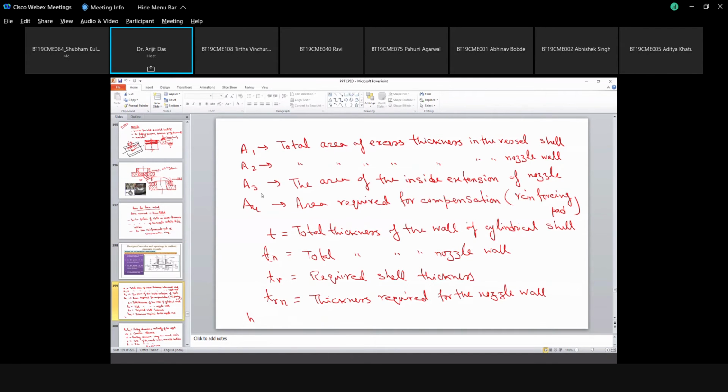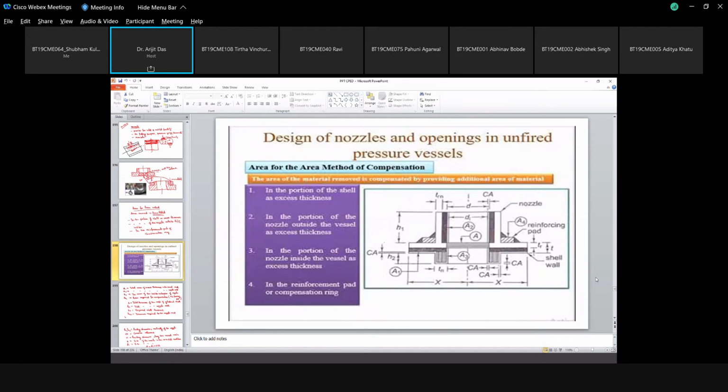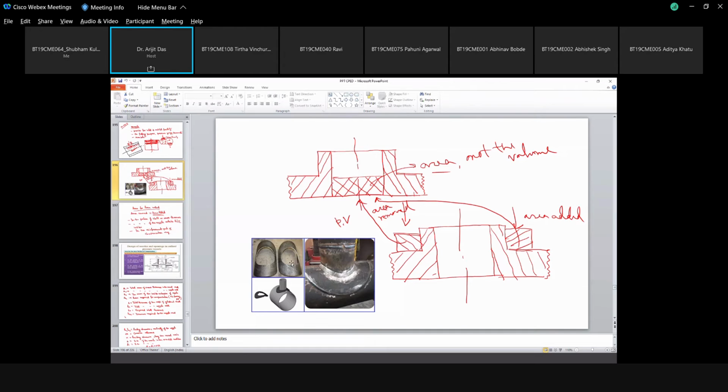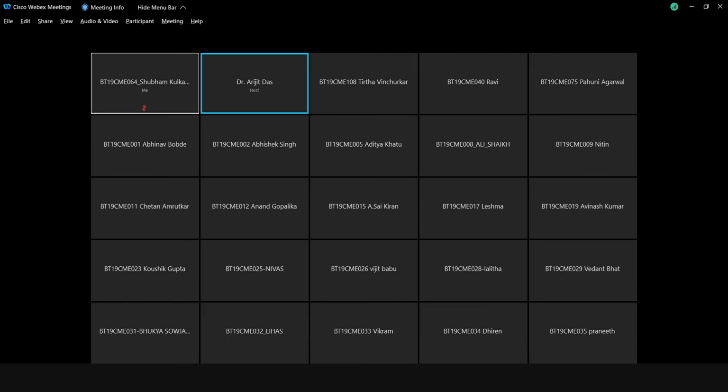Then the other is A3. What is A3? It is the inside extension of the nozzle. So where is A3? A3 is here, the inside extension. It is situated within the vessel. And last is a reinforcing pad, if needed. The reinforcing pad is fixed outside of the vessel. So these are the four areas you can add. Now let's solve the problem again from the starting.